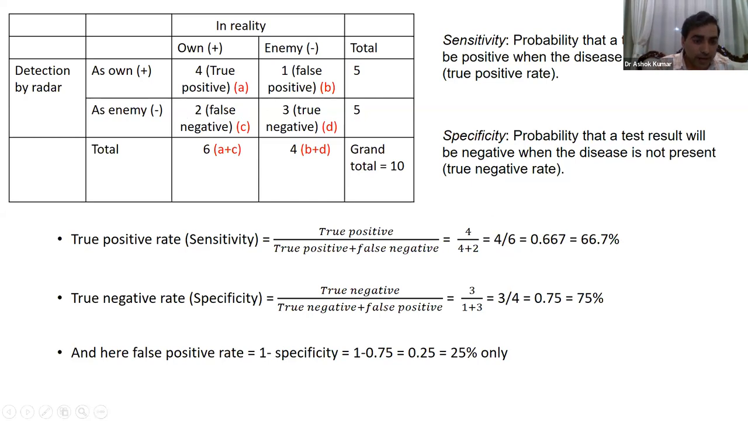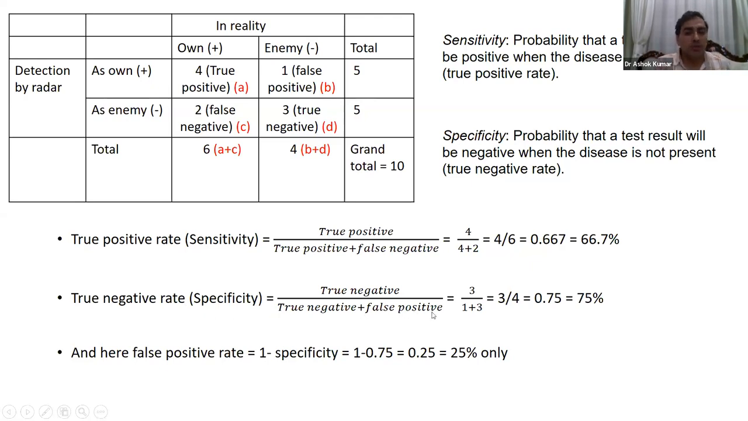Then what about the true negative rate? True negative is the specificity. You can remember this as specificity. True negative means true negative divided by true negative plus false positive. Here what will come? P. P means positive, and in specificity there is a P. So you can put P and P. You can remember this P.